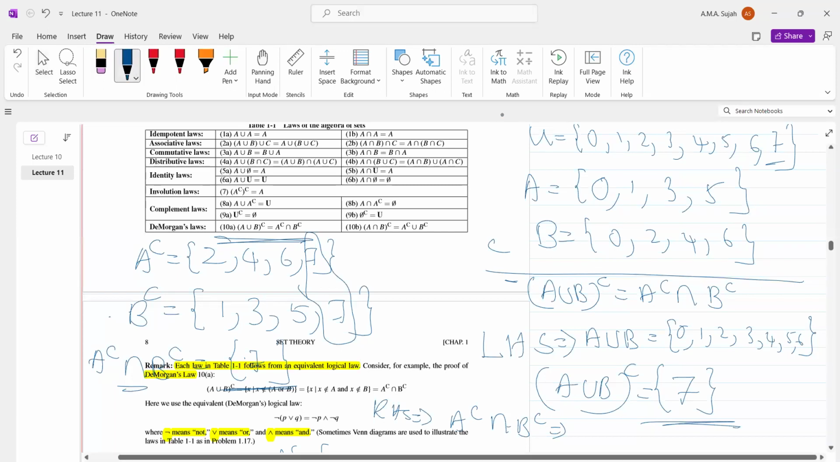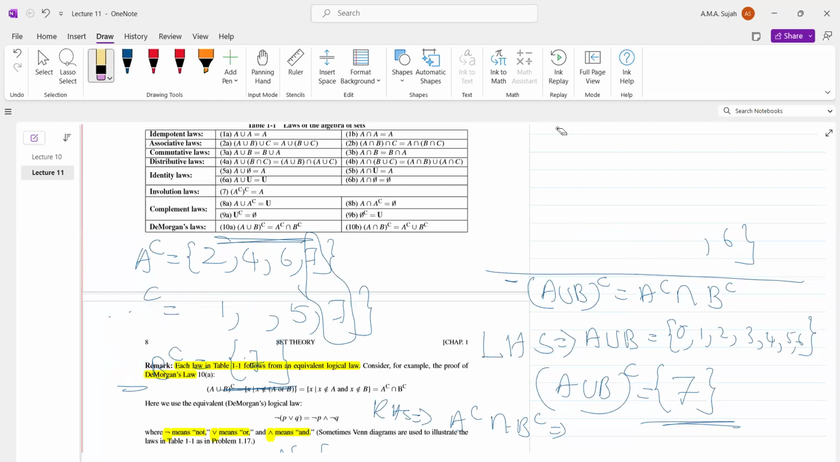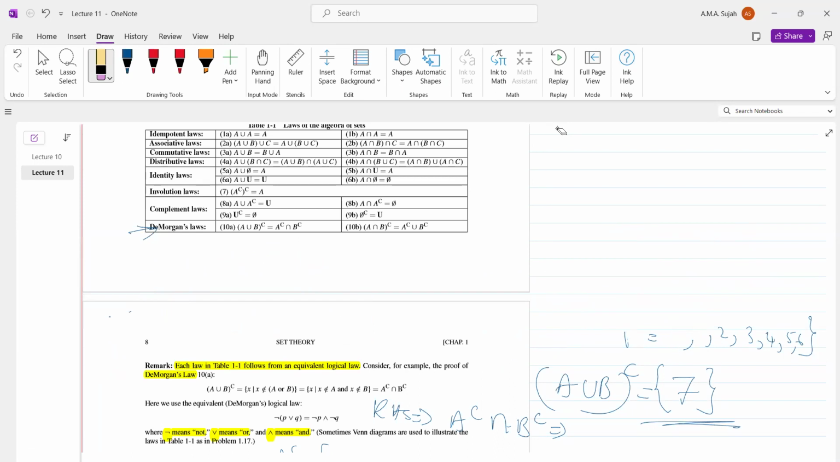Right? It's up to your facility or your ease. Depending on you, you can choose whichever way to prove the laws. So these are the laws. The important law, all other laws are also needed, but the De Morgan's law we need to use in most situations. Just remember the De Morgan's law. Not only all the laws you need, especially this law, we apply in more places, this De Morgan's law, right?